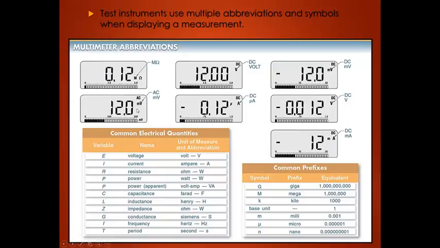Now if we go down to this box here, it's AC millivolts, DC volts, DC microamps, DC millivolts, DC volts, and DC milliamps. The biggest thing to remember here is don't just look at the numbers, because you could have 12 milliamps, but your display could also display 12 amps. There's a big difference between 12 milliamps and 12 amps. So you can't just look at the numbers, you must look at the units to the right.